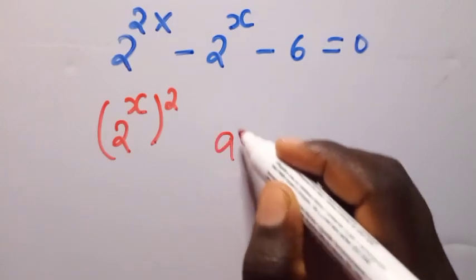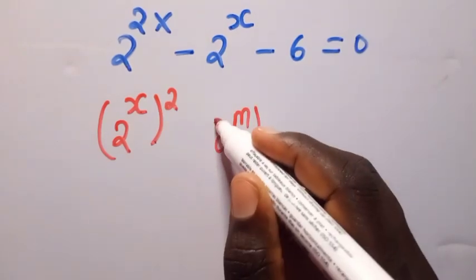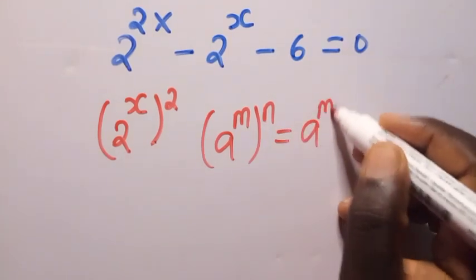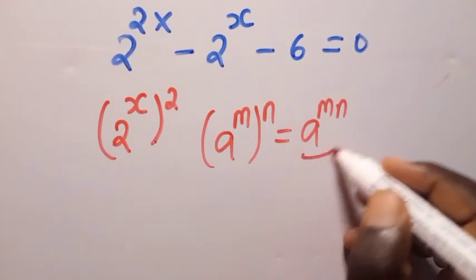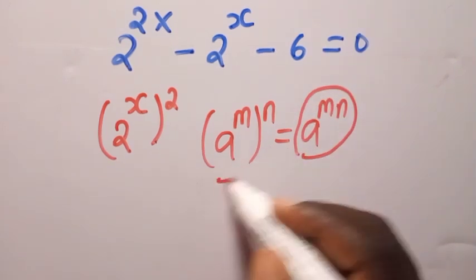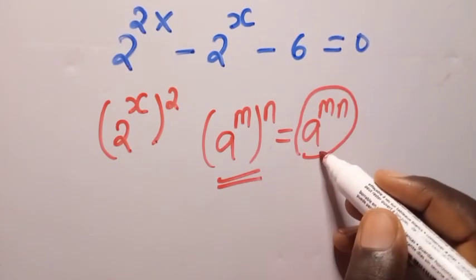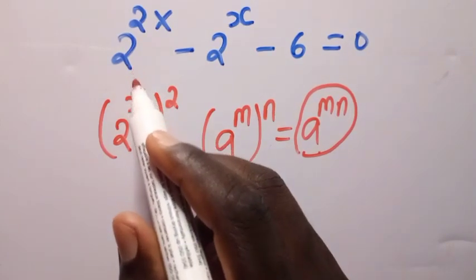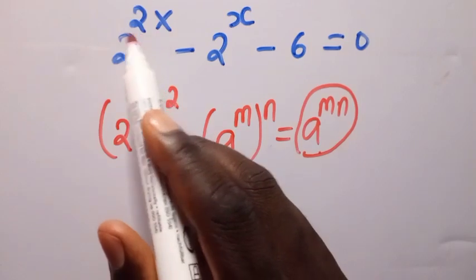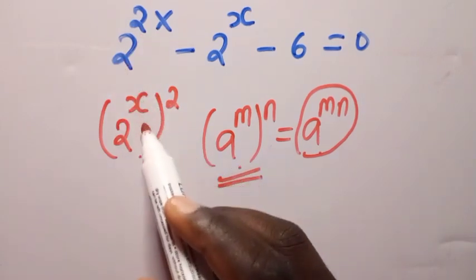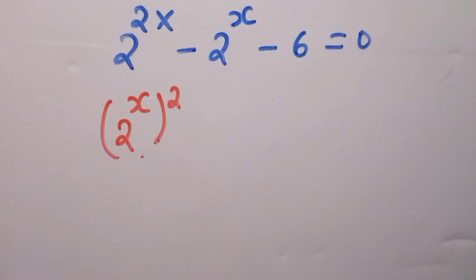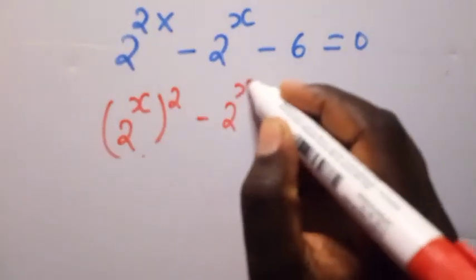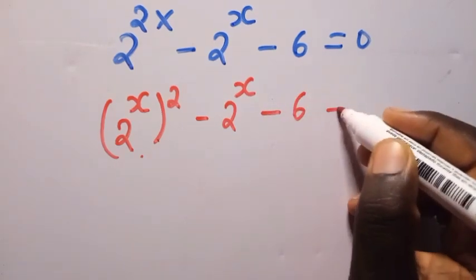That is, a raised to m, then raised to n is the same as a raised to mn. So, from here to here, there is no difference between this and this. And also, there is no difference between this and this. And therefore, I have only applied the laws of indices to write this one in this form. Then from there, we have minus 2 raised to x minus 6 equals 0.